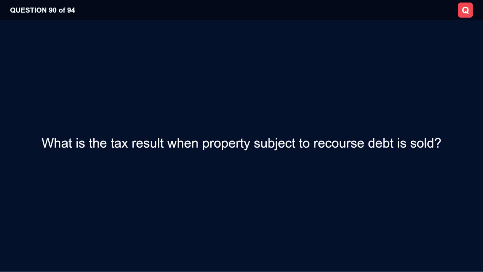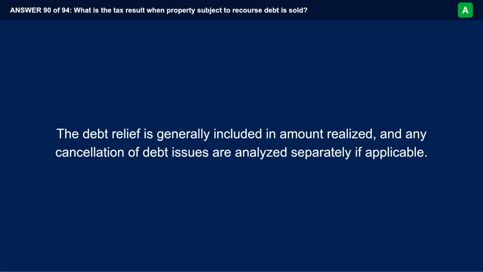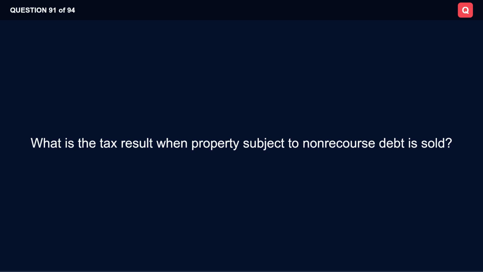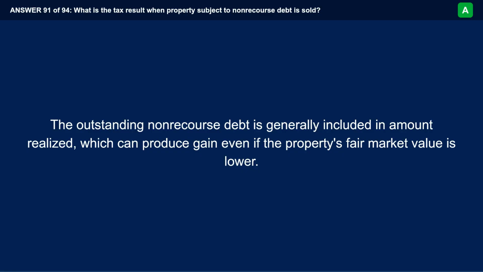What is the tax result when property subject to recourse debt is sold? The debt relief is generally included in amount realized, and any cancellation of debt issues are analyzed separately if applicable. What is the tax result when property subject to non-recourse debt is sold? The outstanding non-recourse debt is generally included in amount realized, which can produce gain even if the property's fair market value is lower.